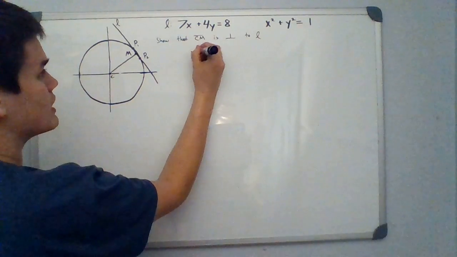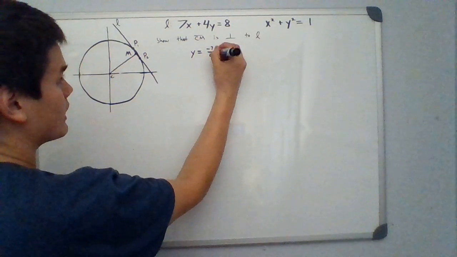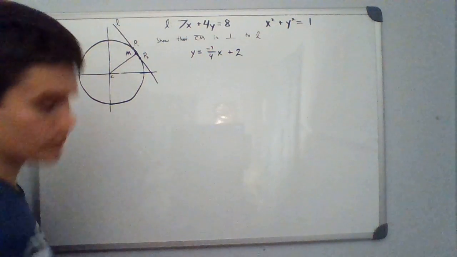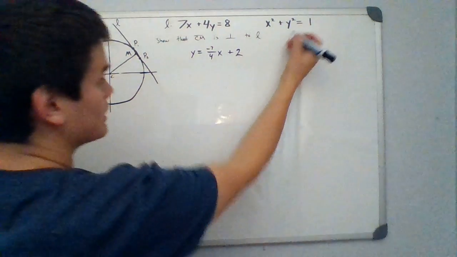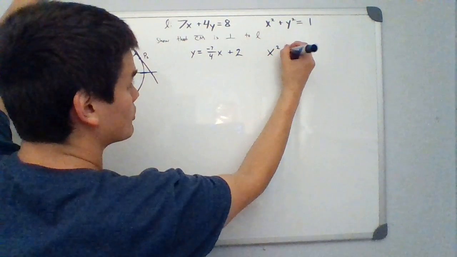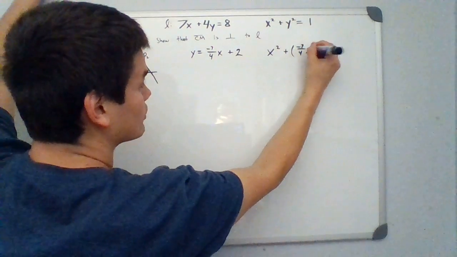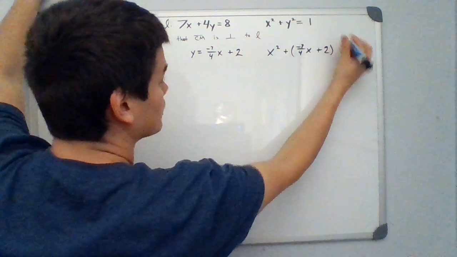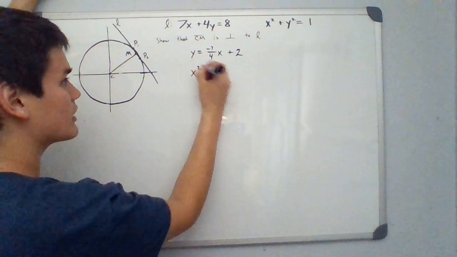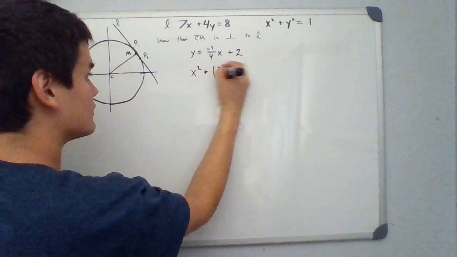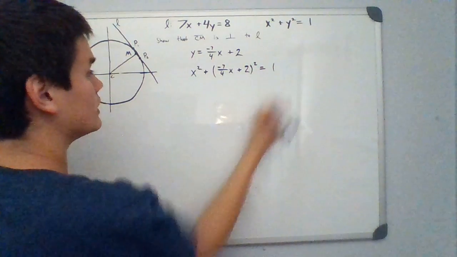Alright, so y is equal to negative 7/4 x plus 2. Once I have this line in that form, I can plug it into this equation. Actually, I'm going to do it over here, right below this: x squared plus negative 7/4 x plus 2, squared, is equal to 1.